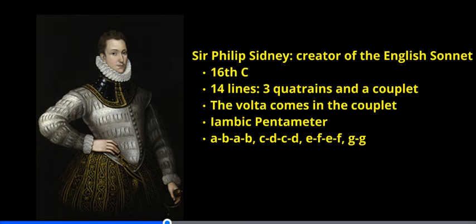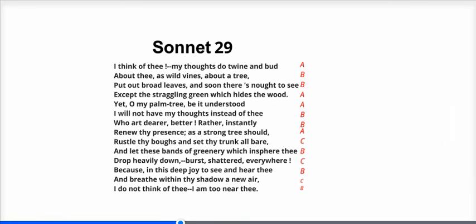Now, this is interesting, though. Later, we have the English sonnet, which was established by Sir Philip Sidney in the 16th century, still 14 lines, but now in quatrains, so 3 verses of 4, and a couplet at the end, a rhyming couplet, and in that rhyming couplet at the end comes the volta. It's in iambic pentameter, 10 syllables per line, alternating stress, and the rhyme scheme is different: A, B, A, B, C, D, C, D, E, F, E, F, G, G. And that's what we have come to know as the Shakespearean sonnet.